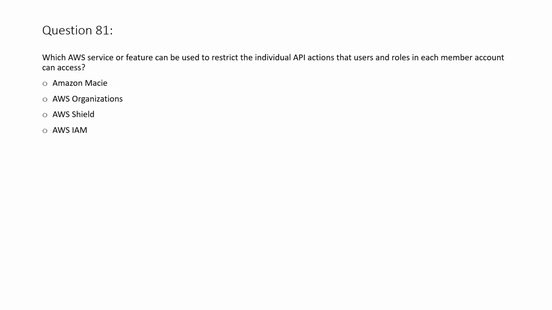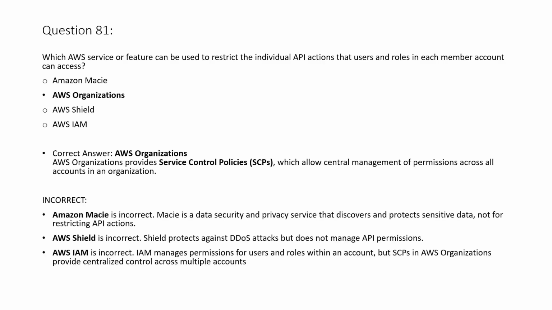Question number 81. Which AWS service or feature can be used to restrict the individual API actions that users and roles in each member account can access? Options are Amazon Macie, AWS Organizations, AWS Shield, AWS IAM. So the correct answer is AWS Organizations. It provides service control policies.